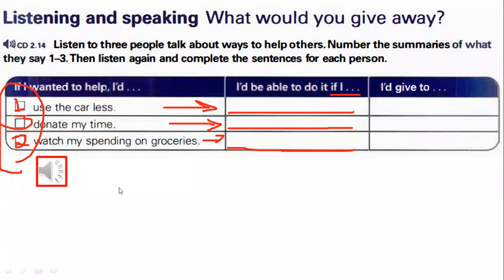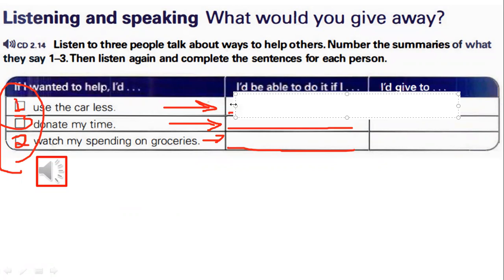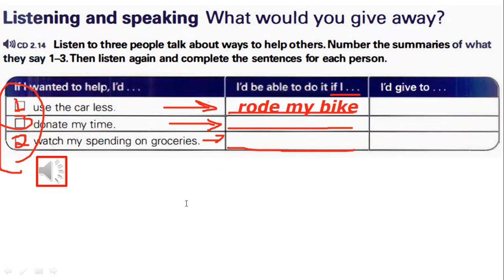Okay, now let's begin checking some answers. Use the car less. I'd be able to do it if I rode my bike. Yeah. All right. I'd give it to, do you have that information? Children's charity. Charity to children. Children charity.